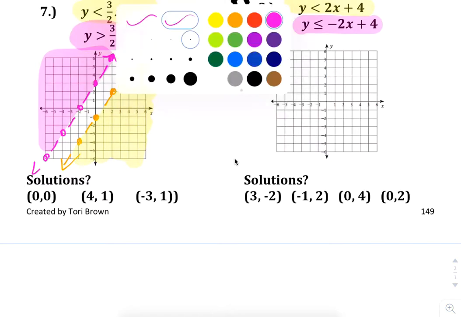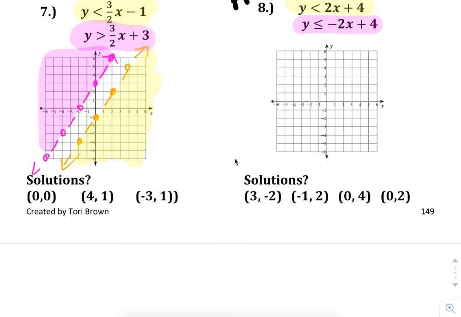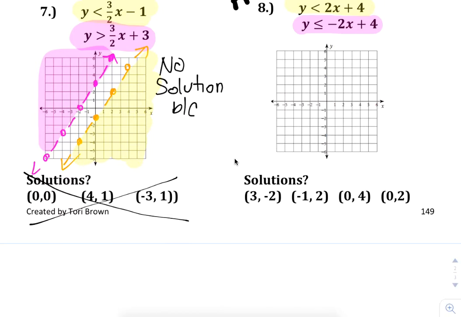So if the whole goal of this problem is figuring out where you're shaded twice or where the orange is, what do we notice? There's no mixed shading. So I'm going to cross off all of these. And I'm going to write out, this is the only way it works. You have no solution because there is no orange. There is no overlap of your highlighter colors.